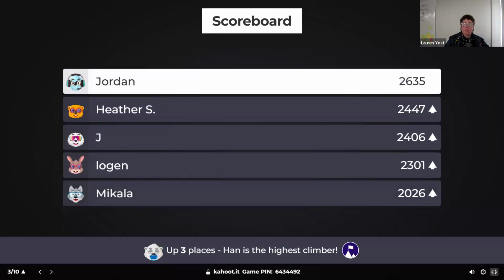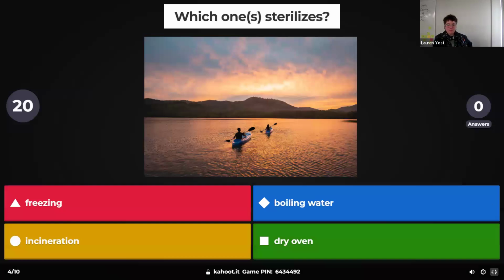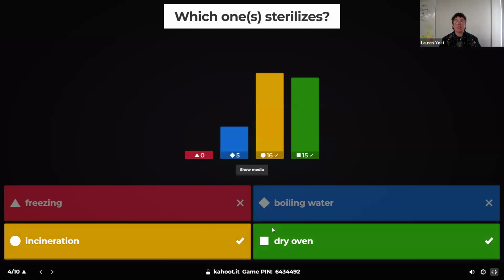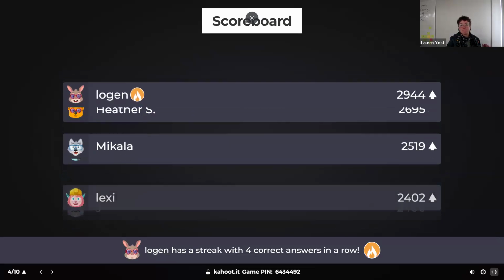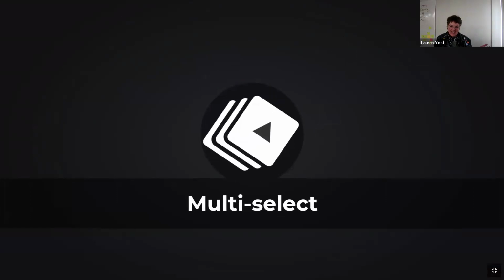All right, next question, number 4. Which one sterilizes? So it's incineration and dry oven for this one, so they both could be correct. Boiling and freezing do not sterilize. Remember, boiling just decontaminates, or disinfects is a better word for that one. Boiling will disinfect. Incineration and dry oven, if used appropriately, can sterilize. Boiling water does not sterilize. I can't say it enough. So if you guys take anything out of that, at least hopefully you've learned that.